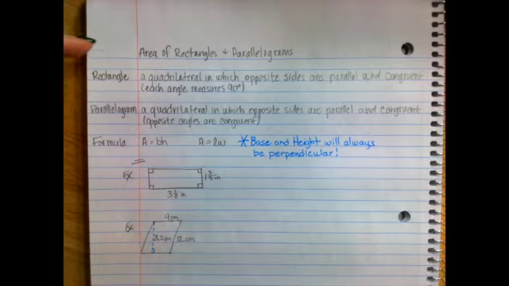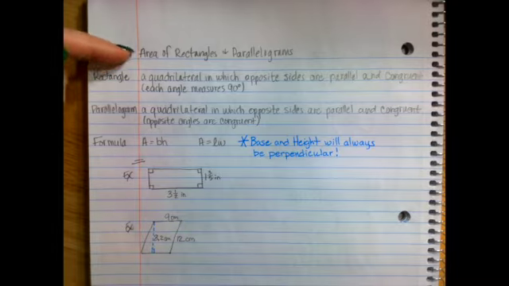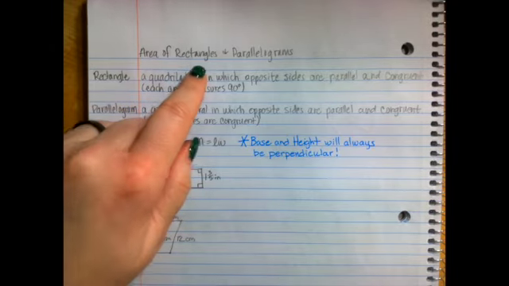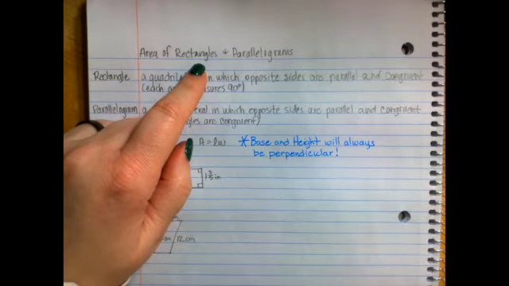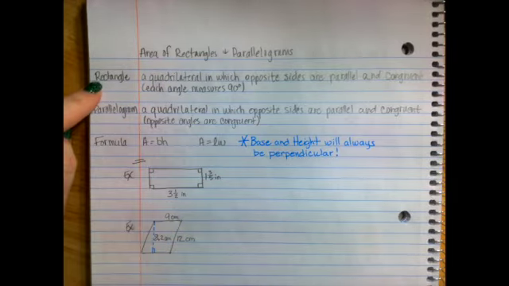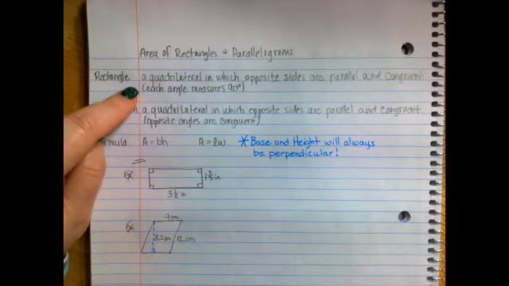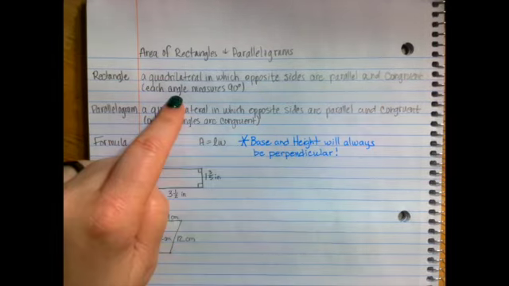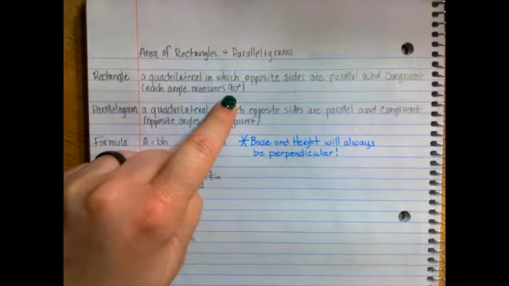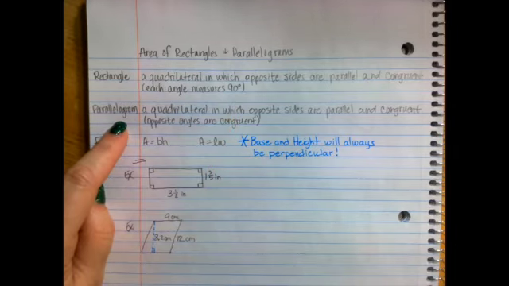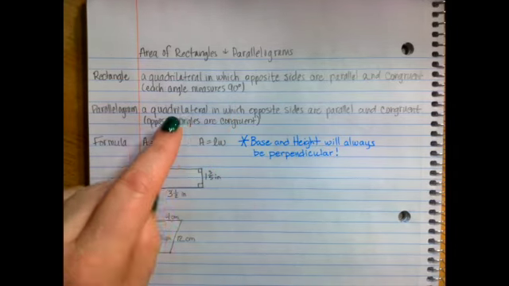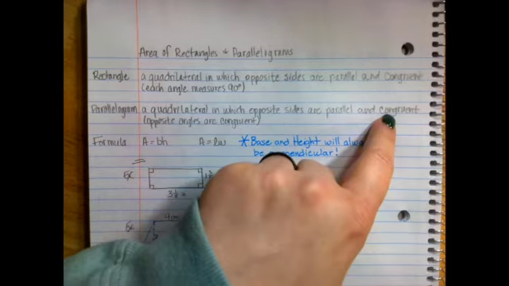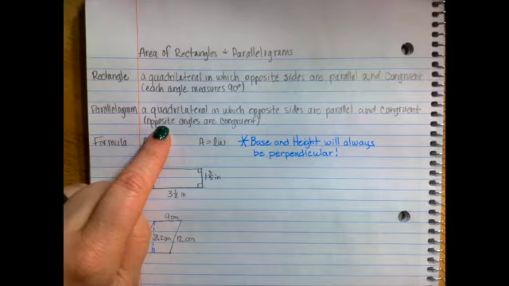This tutorial is about finding the area of rectangles and parallelograms. And the reason we do them together is because they use the same formula. The definition of a rectangle is a quadrilateral in which opposite sides are parallel and congruent, and every angle inside measures 90 degrees. A parallelogram is also a quadrilateral in which opposite sides are parallel and congruent, and your opposite angles are congruent. But we don't necessarily need to know that for today.